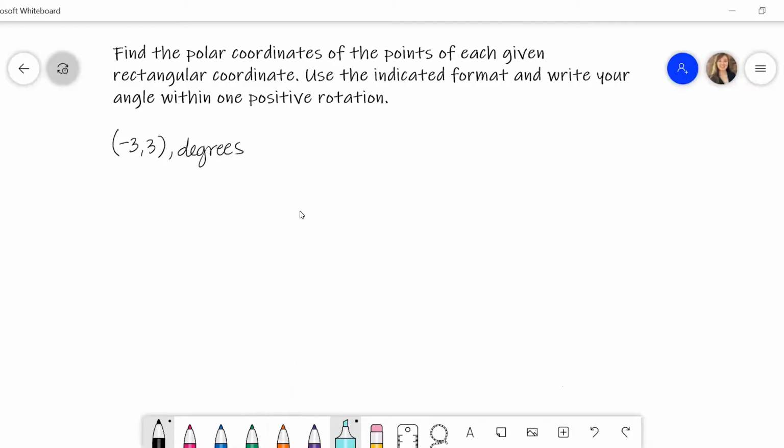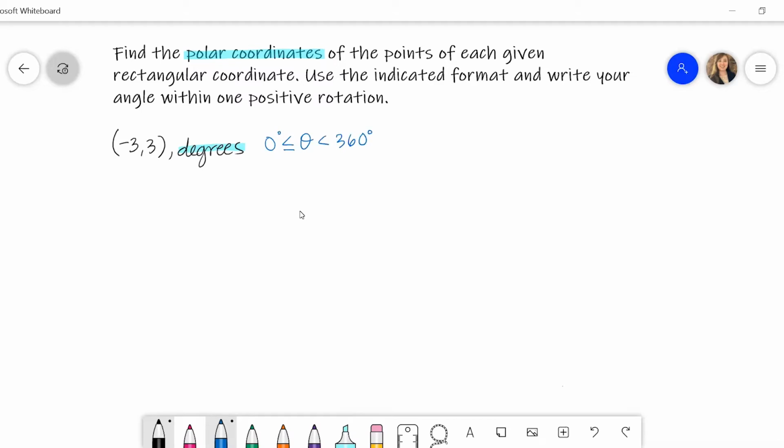Okay, so this time around, we're actually looking at the polar coordinates, and use the indicated format. So in our case, we're going to look at degrees, just because there are so many different angle measures out there, right? So find this in degrees, and you want it to be within one positive rotation. So in this particular question, we're looking for an angle between 0 degrees and 360 degrees.